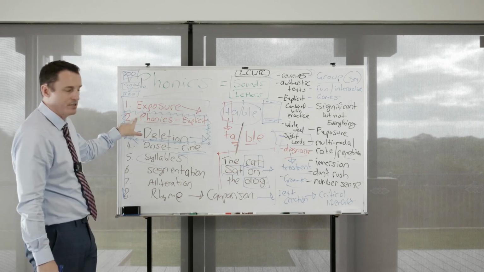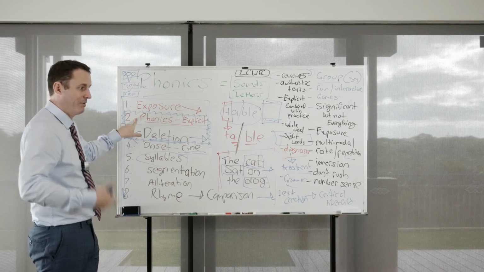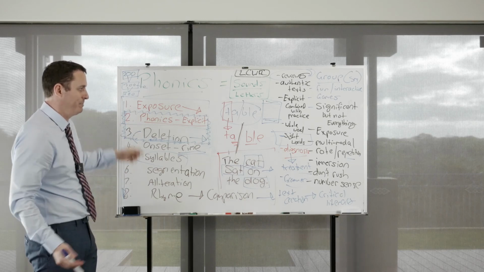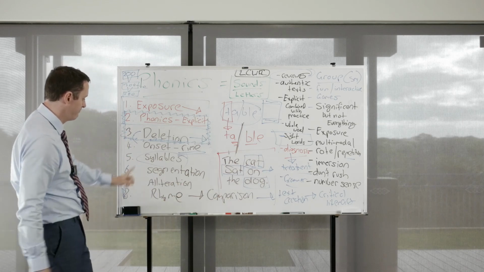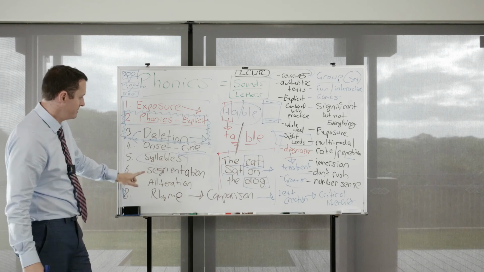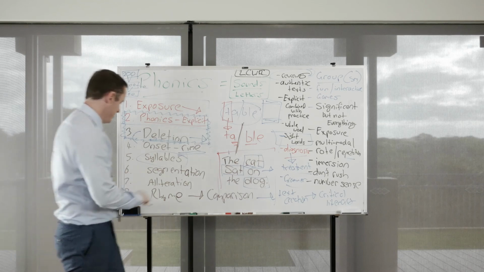And just because they knew how to do that 3 weeks ago does not mean they know how to do it today. And they can always get better at it, particularly if you're trying to build that repetition and perfect certain sounds. So that's what syllables is. That's what segmentation is. Alliteration is quite simple.